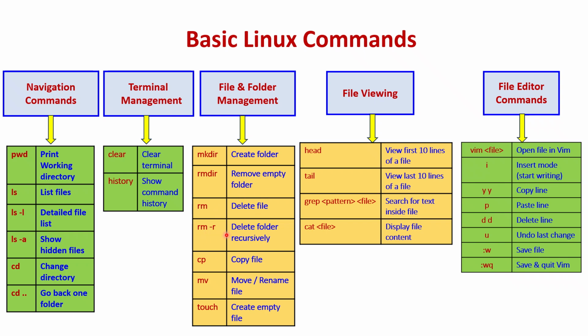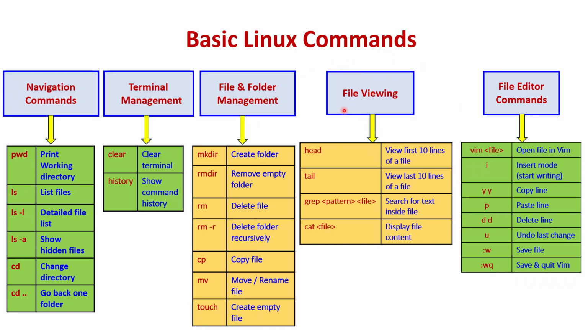rm -r is used for deleting a folder that contains files and folders in it. cp is used for copying a file. mv is used for moving and renaming files. touch is used for creating empty files.